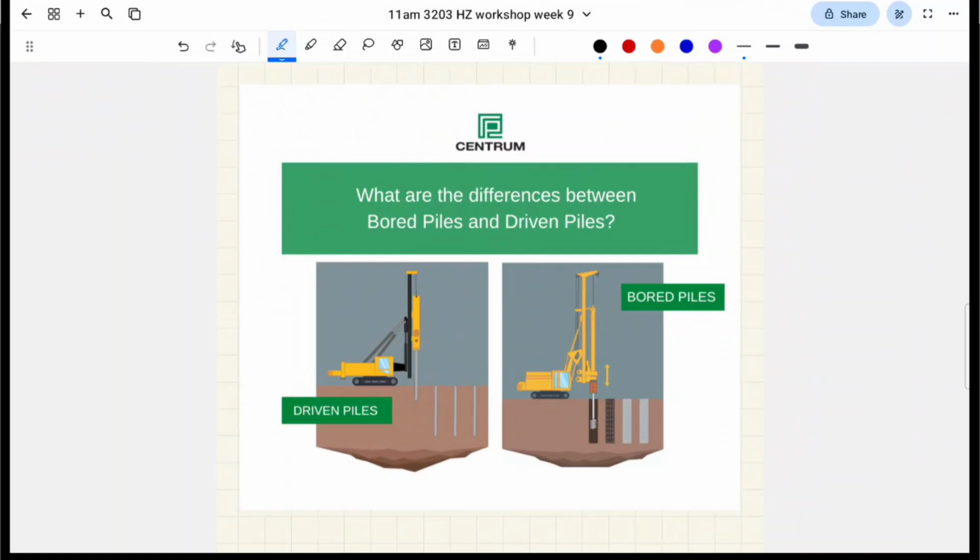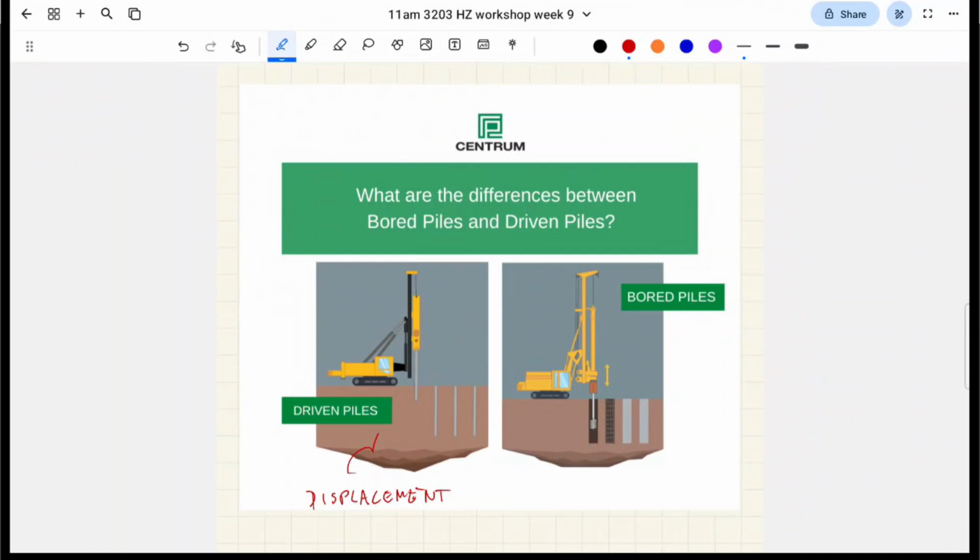The idea is that for driven piles, imagine you have a plank of wood, and you have a hammer and a nail. That's what a driven pile is. A driven pile is essentially the equivalent of the nail, and you bang it in. That's a driven pile. It's also called a displacement pile, because it displaces the soil as you bang it into the ground.